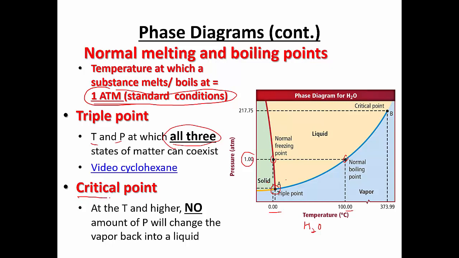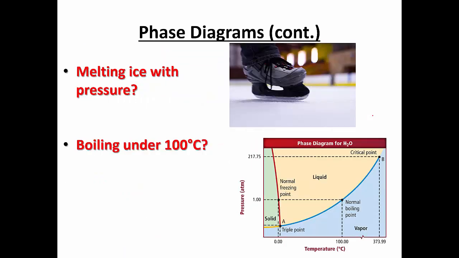And then our critical point, way up towards the top here. At this temperature and higher, no amount of pressure will get a vapor back to a liquid. So once we get up to this temperature, whatever it might be, it doesn't matter how much pressure we apply, we can never get it to become a liquid. It'll always be a gas. No amount of pressure will change that vapor back into a liquid. At that point and further on, we're only going to be a gas, no matter how much we try to force it in. So a couple of ideas with phase diagrams.